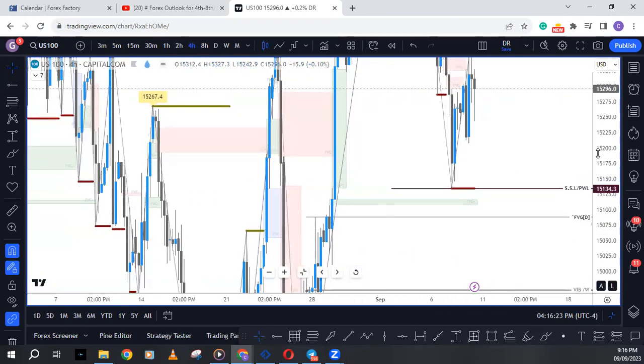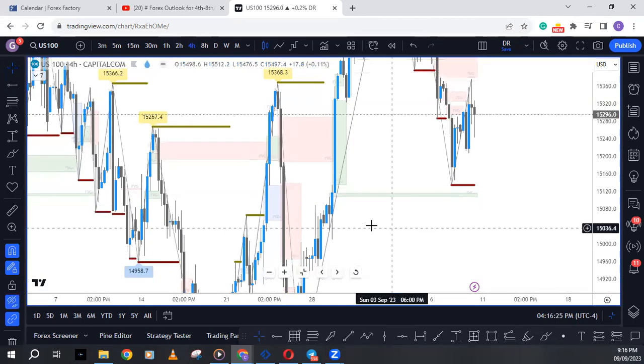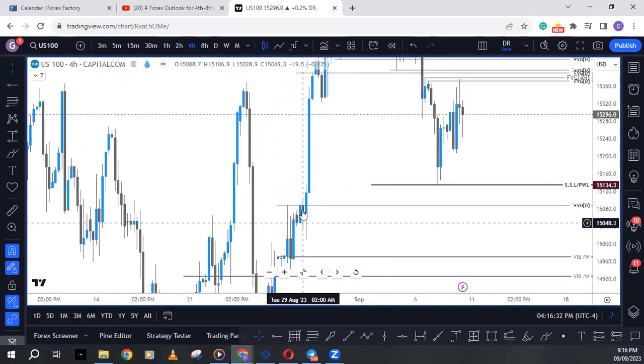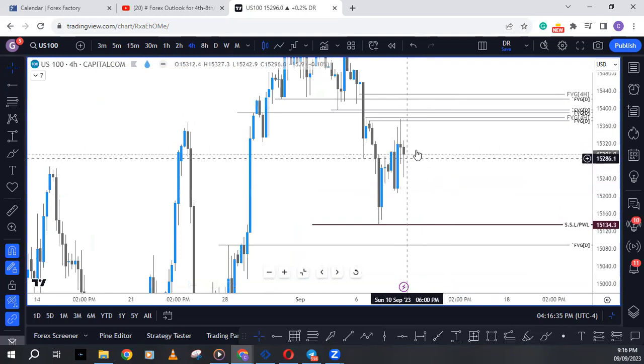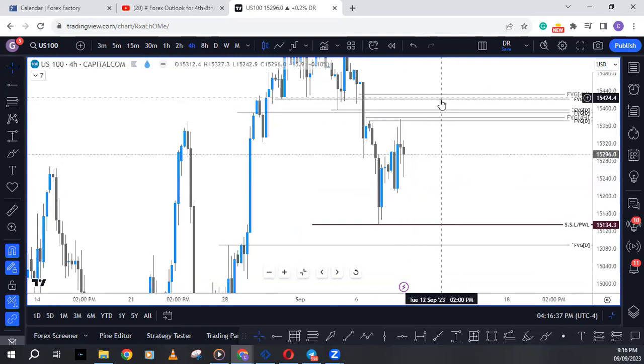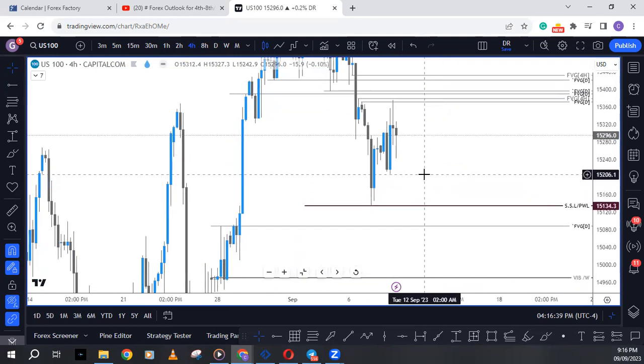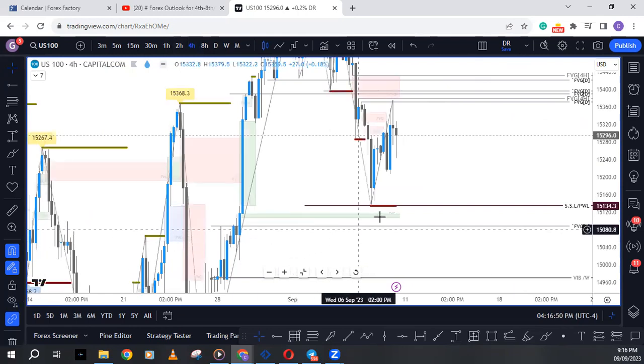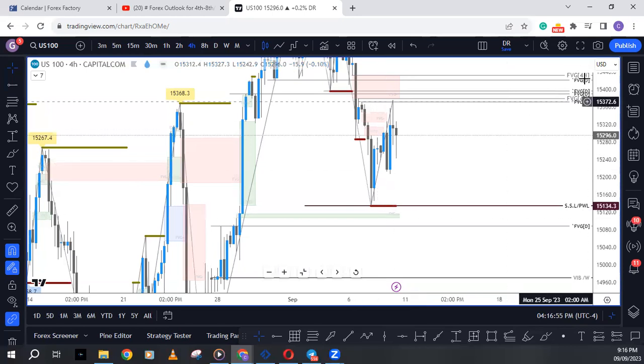If you notice, this 4-hour imbalance is lining up with this fair value gap here. So if price rallies up into here and gets rejected, then your first target is going to be 15,207, then 15,134, that's the previous week's low. Then there's a 4-hour fair value gap here. This 4-hour fair value gap will be your next draw on price.